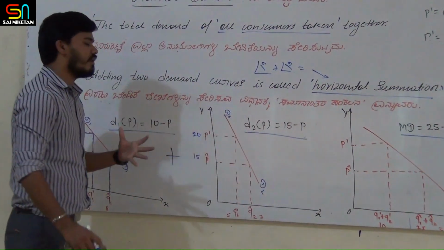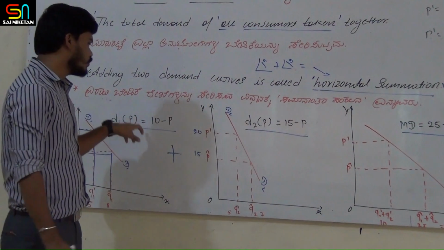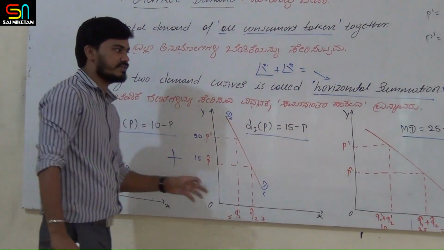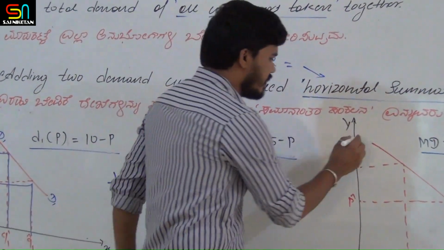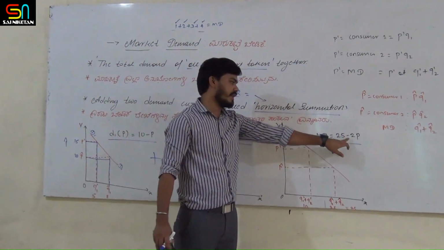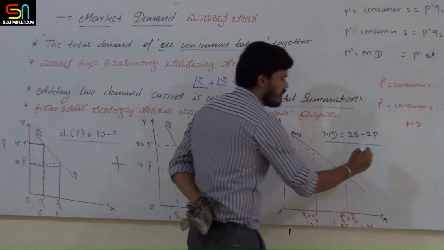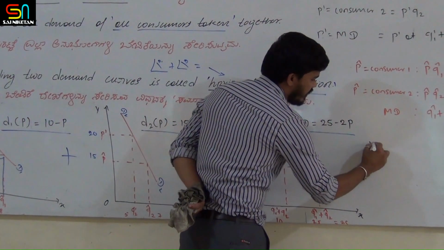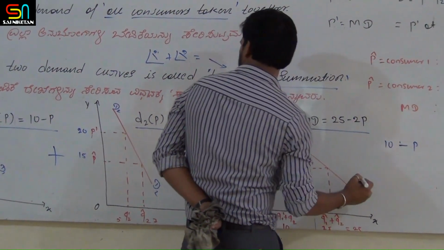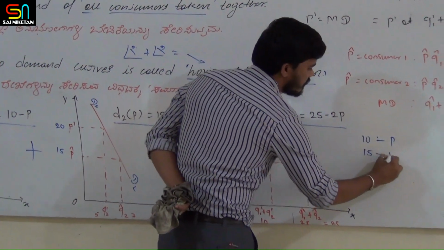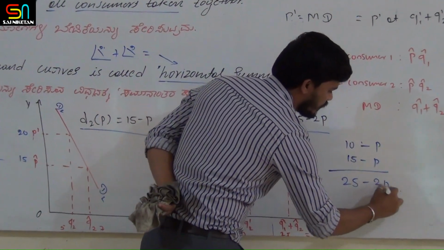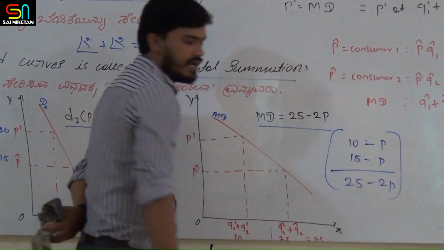It means the final demand we have in the market is from consumer 1 as well as consumer 2. If we add both consumers, we have the market demand curve. This curve is the market demand curve. We are adding to get 25 minus 2P. How do we get 25 minus 2P? For example, first demand is 10 minus P, second demand curve is 15 minus P. If you add these, you will get 25 minus 2P. So this is your market demand.